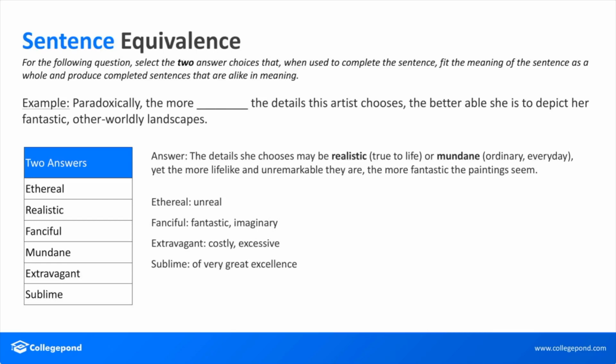Now, paradox means it's self-contradictory. So we are looking at something that's opposite of fantastic or otherworldly, right? That's your clue word. So basically what they are trying to say is, hey, you choose simple life details. It's a paradox that you choose simple life details, but you are able to depict something that's out of this world. Okay, so we are looking at something like simple life. And if the meanings are known to you, you will end up choosing realistic, that is true to life, and mundane. Now, mundane also means something that happens on a day-to-day basis.